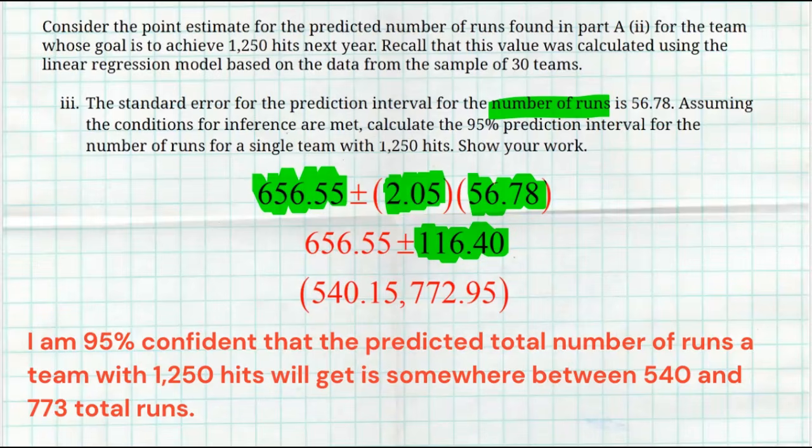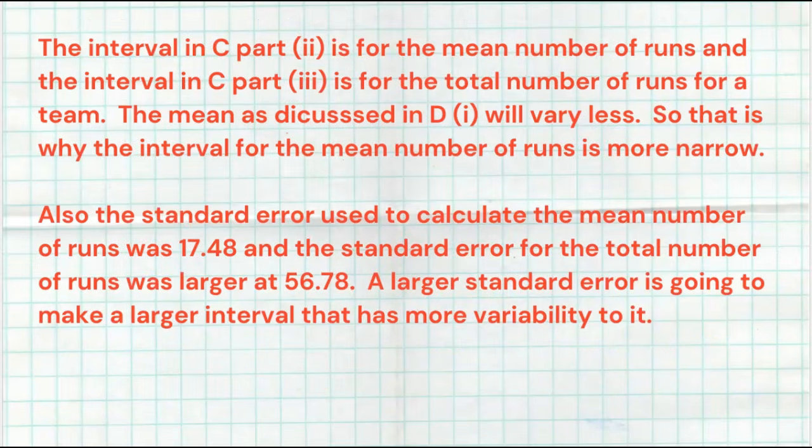All right, so that's all I said down here in my answer. I said the interval in part C II is for the mean number of runs, and the interval in part C III is for the total number of runs for a single team. The mean, as discussed in part D I, will vary less, so that's why the interval for the mean number of runs is more narrow. Furthermore, literally the standard errors that they gave us, the standard error for the mean number of runs was only 17.48, and the standard error for the total number of runs for a single team was 56.78. And when you have a smaller standard error, you're going to have less variability, literally telling us that there's less variability when you're looking at means as opposed to an individual team.